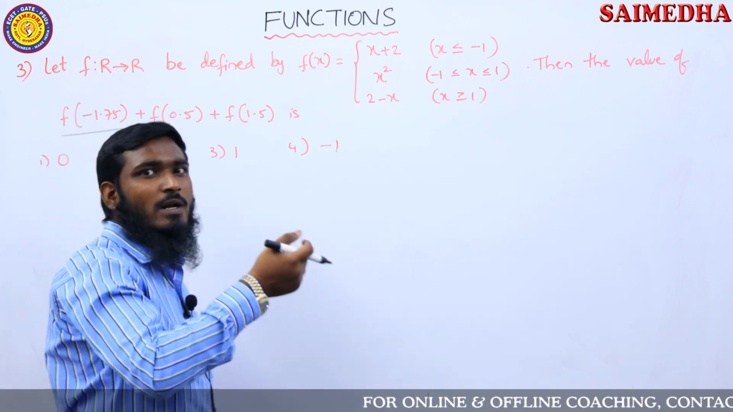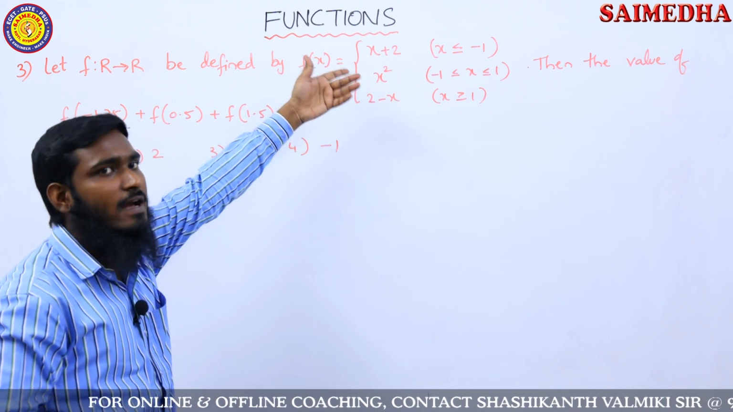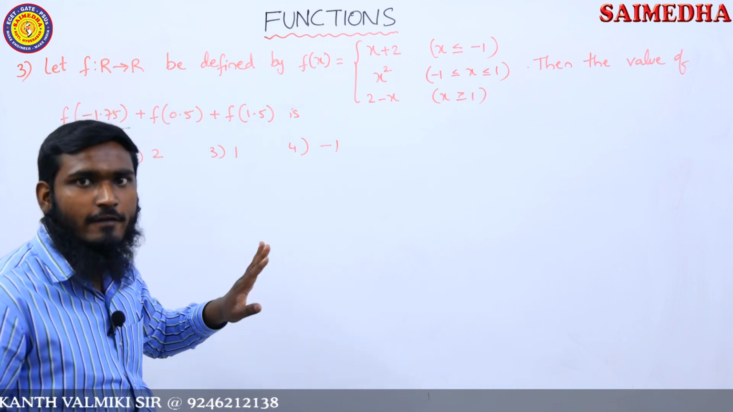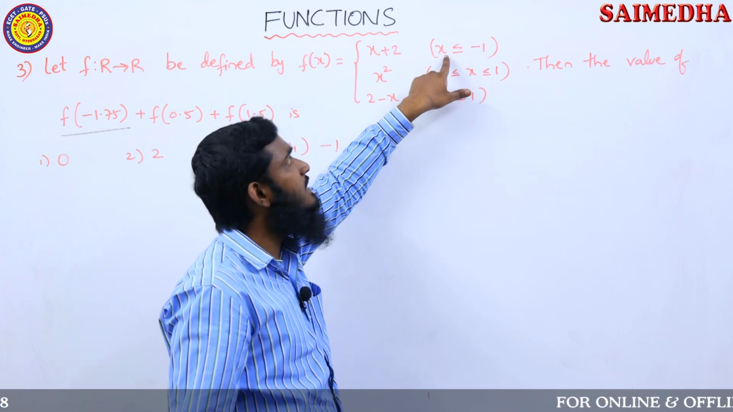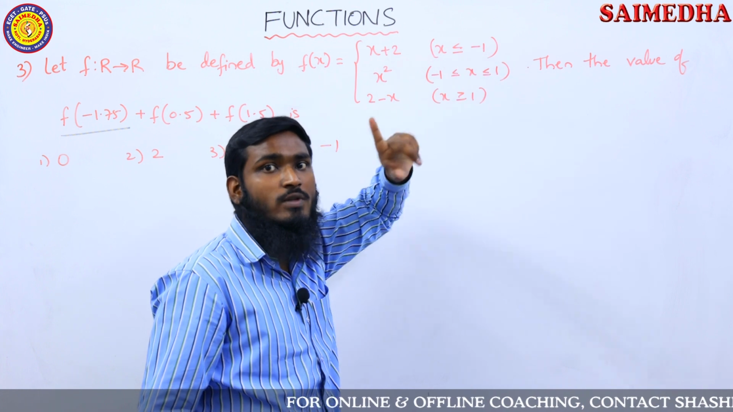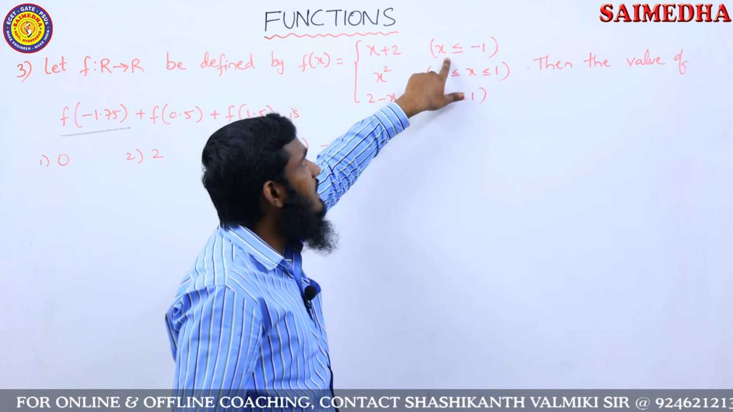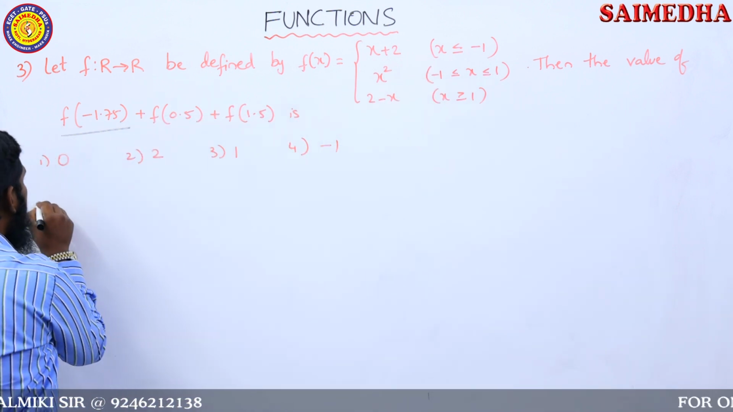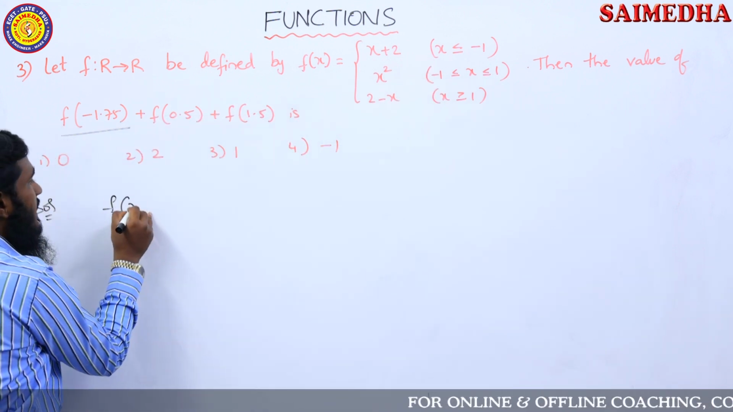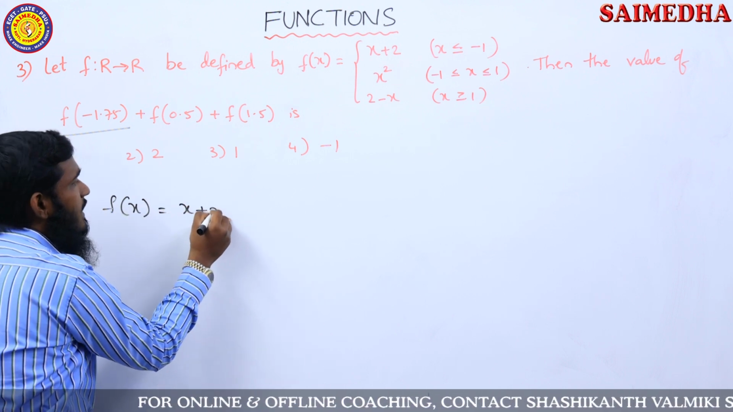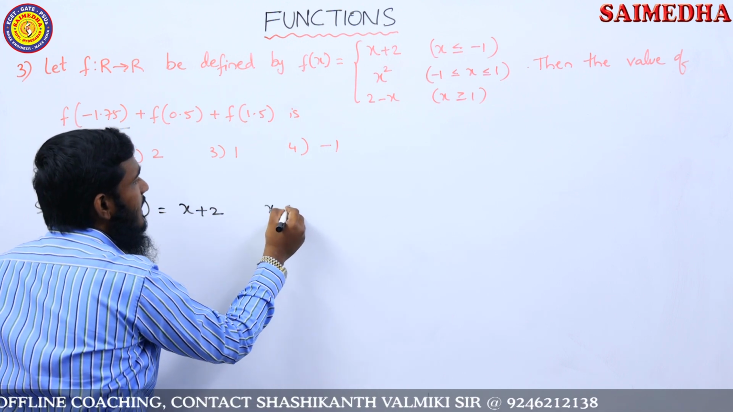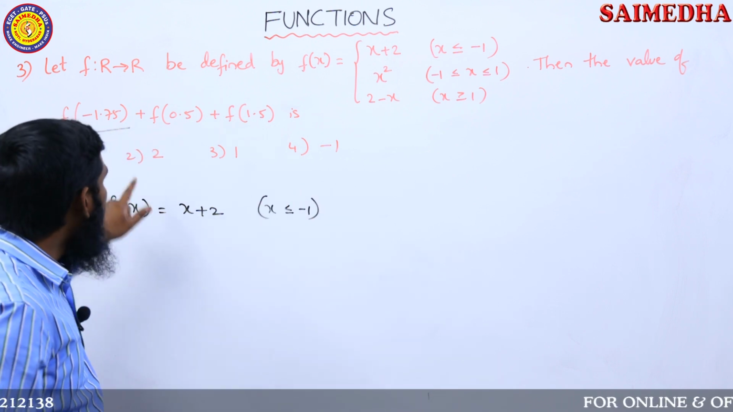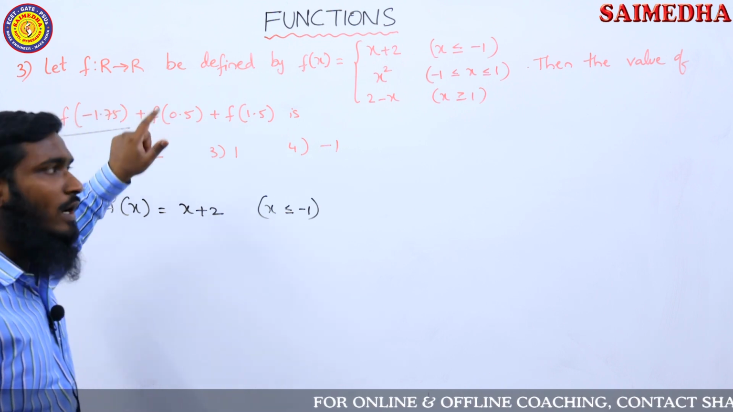So for f of minus 1.75, which part do we have to take? It is minus 1.75, which is x less than or equal to minus 1, the first condition. So if we take this condition, the f of x part will be equal to x plus 2, with the condition x less than or equal to minus 1. Now which value are we finding? We are finding the value of f of minus 1.75.